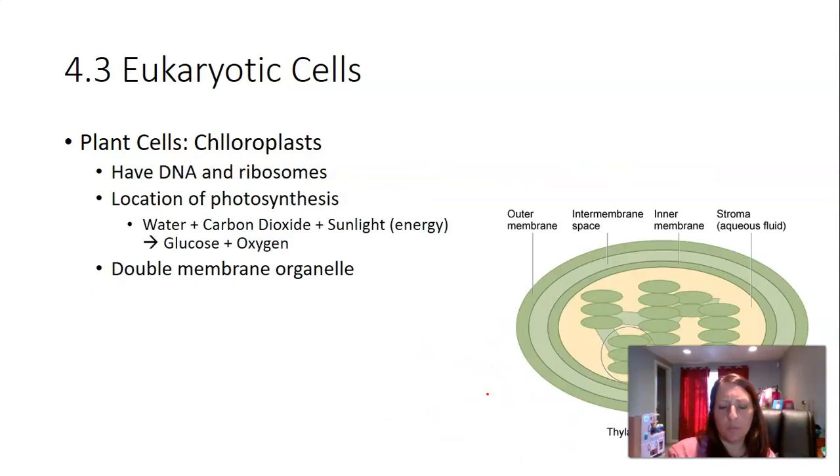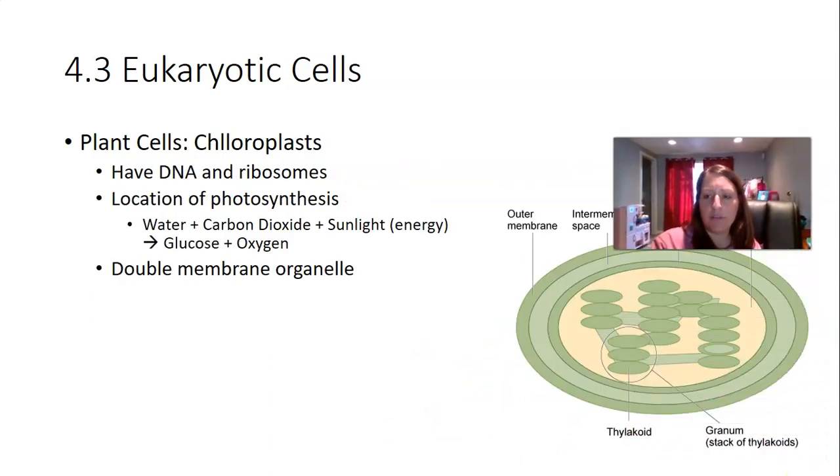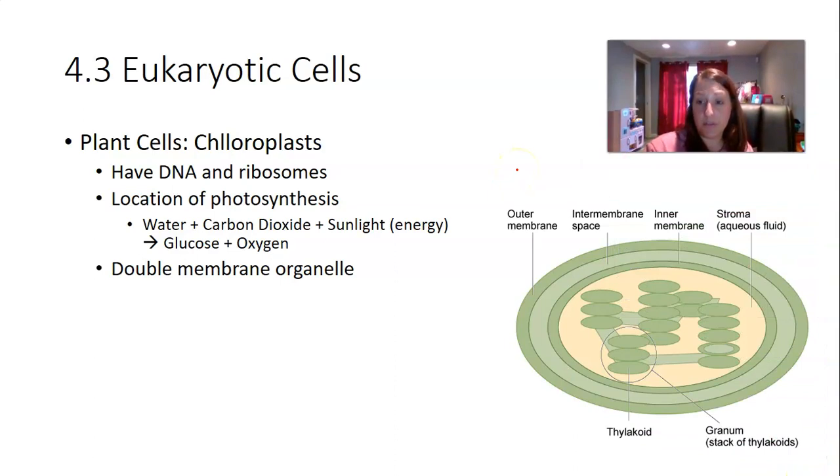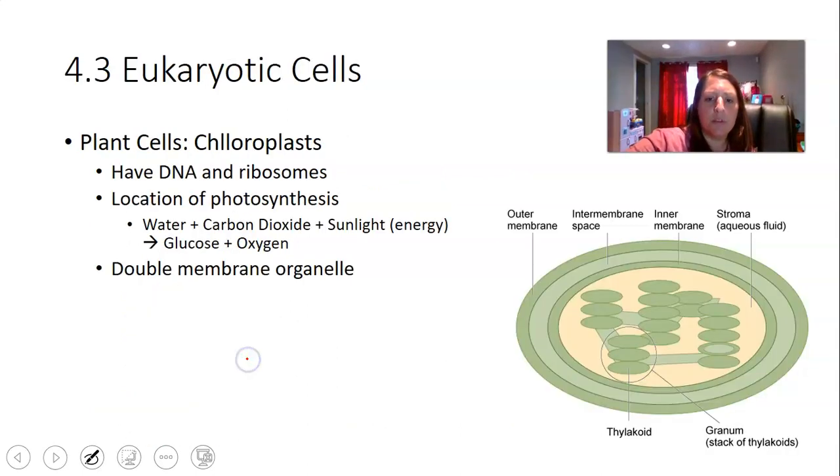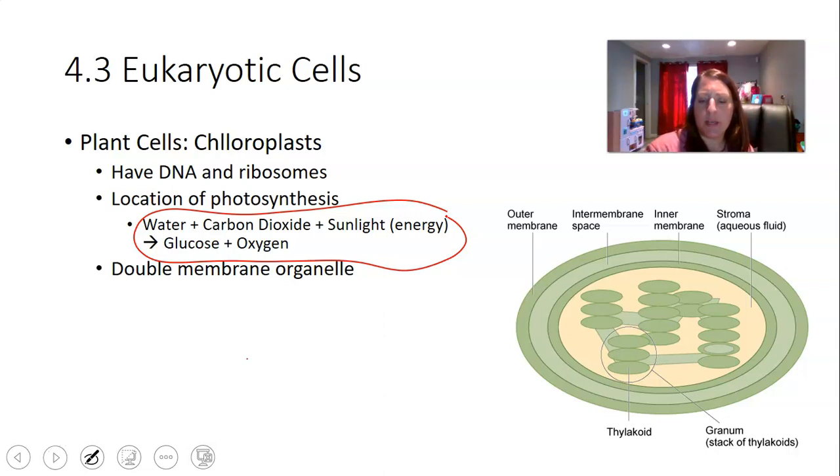What else? They have chloroplasts. When you think of chloroplasts, I want you to think photosynthesis. This is going to be the site of photosynthesis in plant cells. I give you the formula for photosynthesis. Again, we're going to come back to photosynthesis when we get to chapter 8, I think. Photosynthesis is water plus carbon dioxide plus energy from the sun in the form of waves, and that will yield glucose, food, plus oxygen as a byproduct.